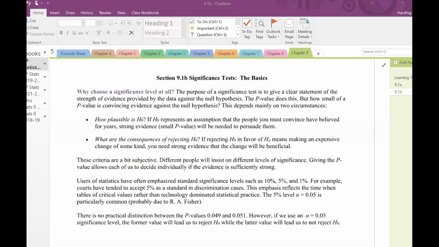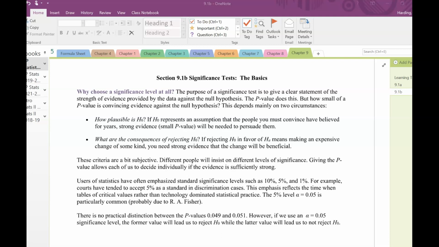opposed to 5%. So if you take a look here, what's the point of even choosing a significance level if it can vary? Well, that depends on two different things. How high or low we make this alpha level. The first one there says, how plausible is the null hypothesis? If the null hypothesis represents an assumption that the people you must convince have believed for a very long time, it's going to take stronger evidence to prove or to change their minds.